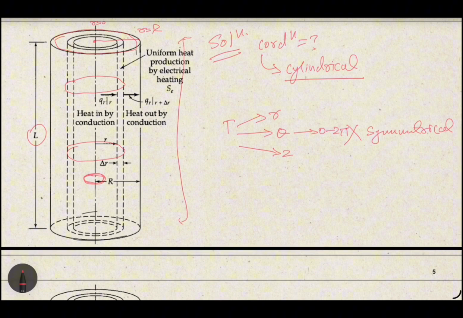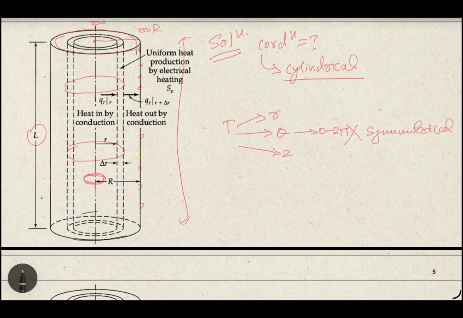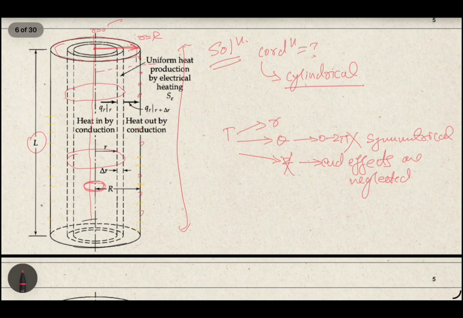Now consider z. All these marked points have the same temperature, and all these other points also have the same temperature. As the end effects are neglected, the temperature does not vary with z either. Now coming to r, as we move radially outwards, the temperature varies. Here at the center it might be the maximum temperature, T center, and at the outside surface the temperature is T0, and it decreases. So it is only varying with r, which establishes that temperature is only a function of r.